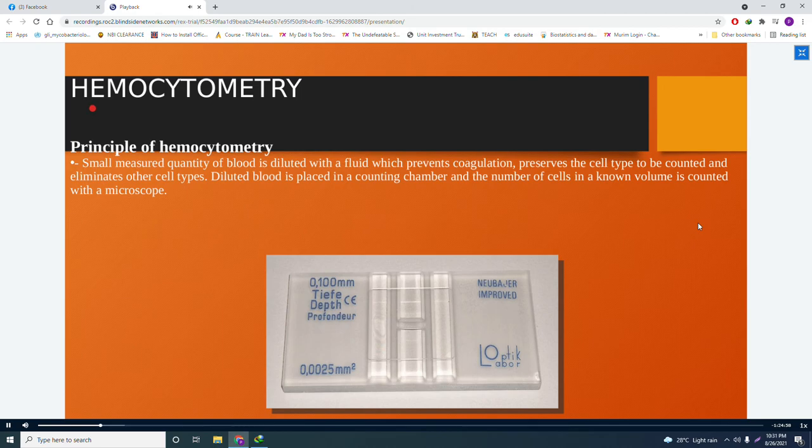Hemocytometry has a principle. The principle of hemocytometry states that a small measured quantity of blood is diluted with a fluid. That fluid prevents coagulation, preserves the cell type to be counted, and eliminates other cell types. Diluted blood is placed in a counting chamber and the number of cells in a known volume is counted with a microscope.